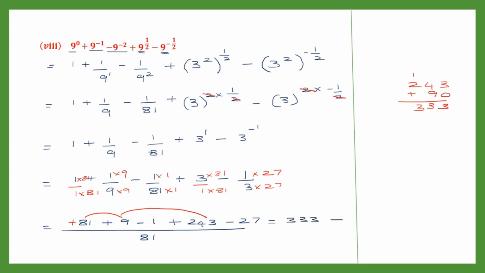Now take the numbers with the minus sign. So this we have finished. Let's take the numbers with a minus sign. So this is 1 and 27. Signs are the same. We put the same sign and we add. That's 28. This divided by 81.